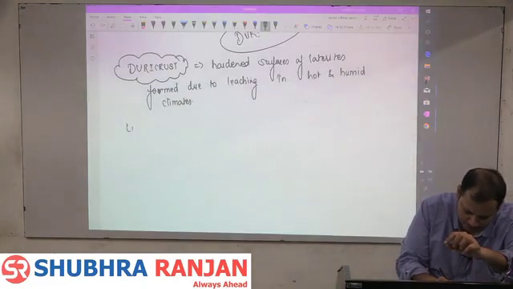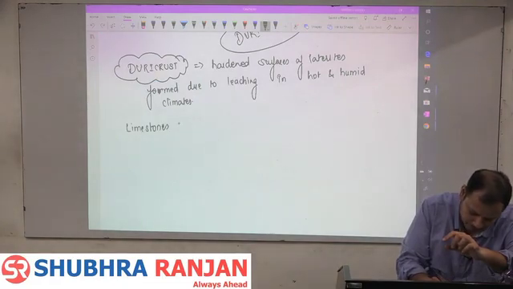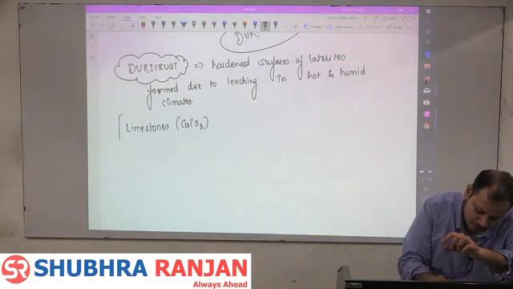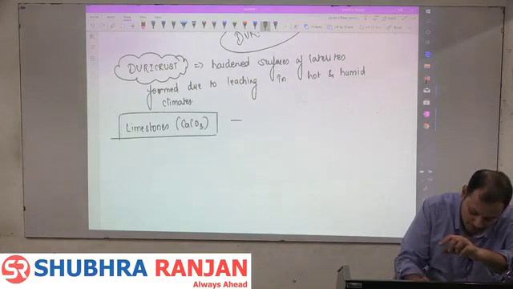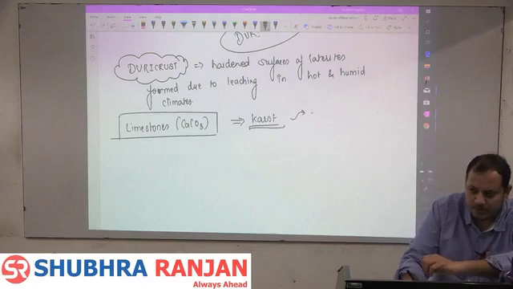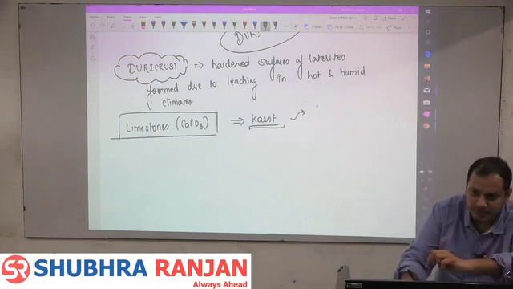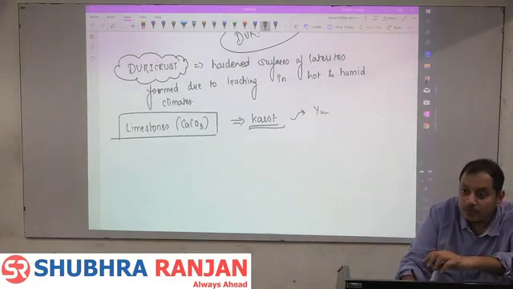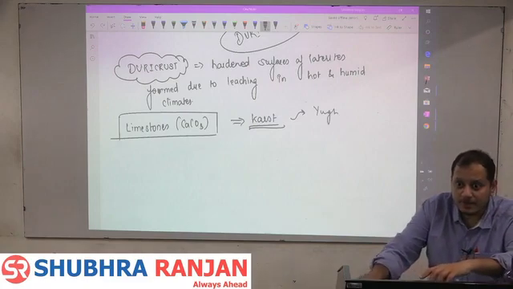Third, limestones. कहाँ पे है karst topography? Which region? Don't write anything. Where is the karst topography? Region of limestones. Why is it known as karst topography? Because it was first discovered in Yugoslavia. Now, how is the limestone formed?